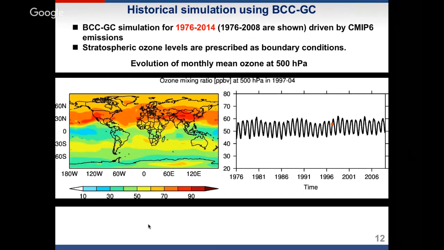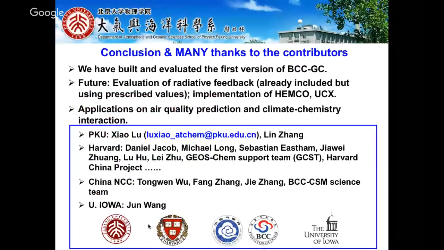To summarize, we have built and evaluated the first generation of BCC-GEOS-Chem. The model shows pretty good performance in atmospheric chemistry, especially for ozone. We will try to evaluate radiative feedback in the next step, which can be more complicated, and we'll try to implement HEMCO and UCX in the next generation of BCC-GEOS-Chem.